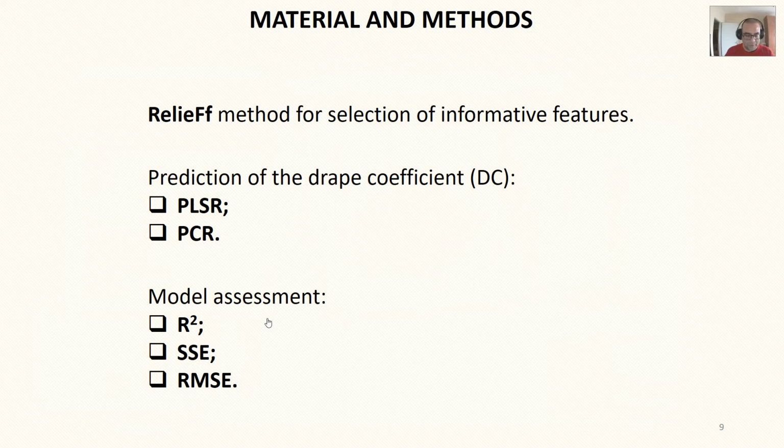To predict the drape coefficient based on reduced data from the geometric characteristics of the draperies, the methods of principal component regression (PCR) and partial least squares regression (PLSR) were used. To determine the quality of the obtained models, the coefficient of determination R squared, sum of squared errors SSE, and root mean square error RMSE were used.